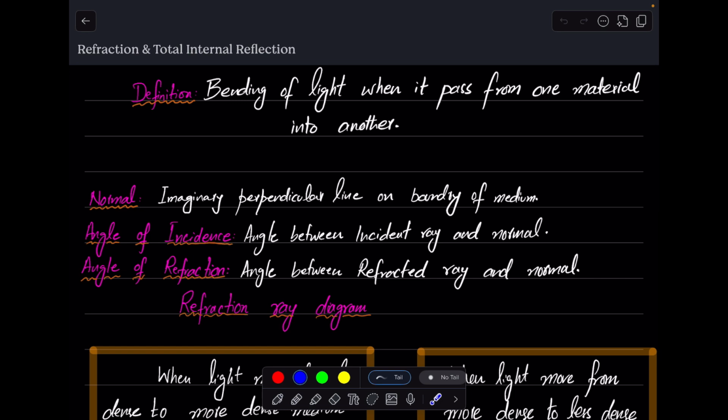So let's start from the basic terms. First, we will define some terminologies that we are going to use later on, and then we will move forward. Okay. So starting from the definition of reflection.